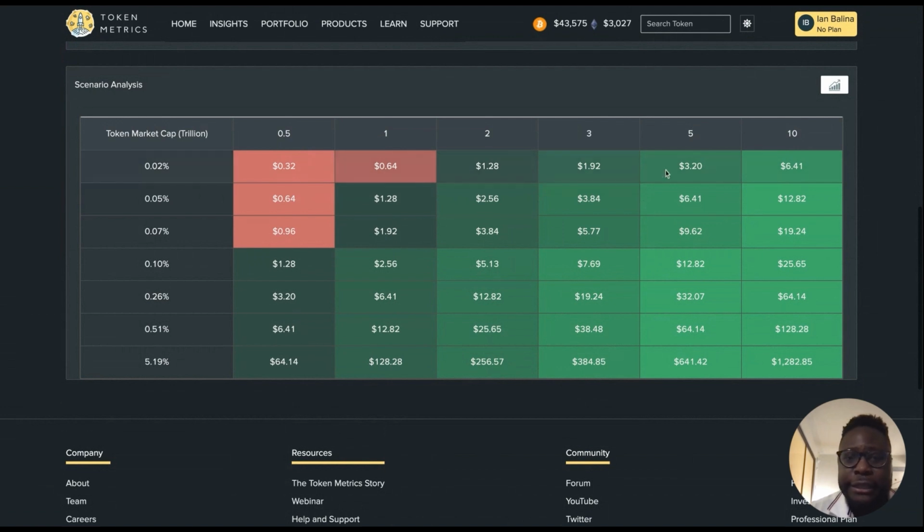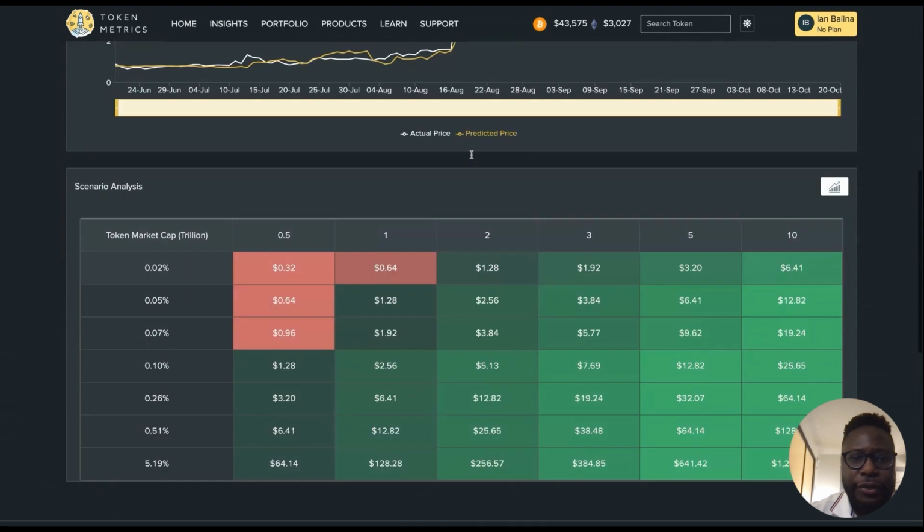Now, let's say the market cap stays the same, but it gains market share. Let's say it goes to 0.5%. It's saying it can go to $25. So this is great for you to get an idea of what is possible with whatever token you have in your portfolio.